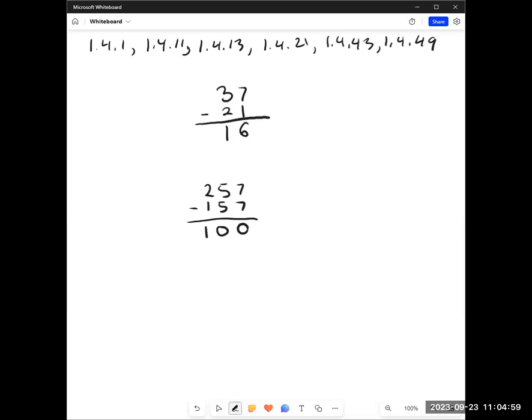And I'm going to take 100 plus 157 to check my answer to see if it adds to be 257. 0 plus 7 is 7. 0 plus 5 is 5. 1 plus 1 is 2. And my answer checks.